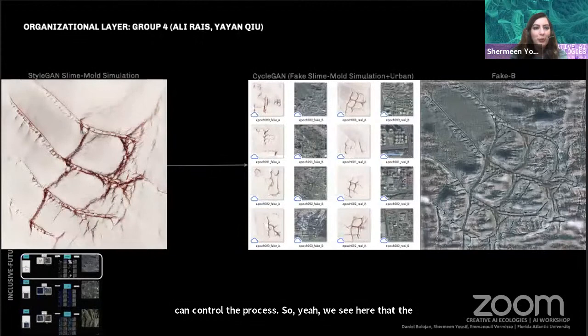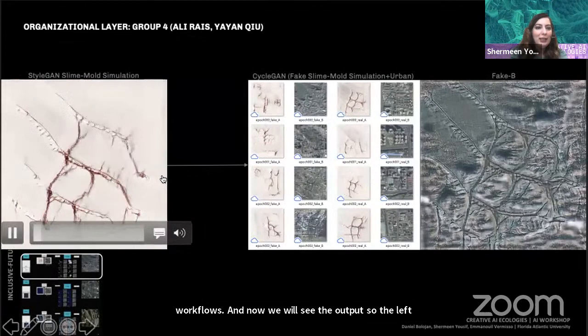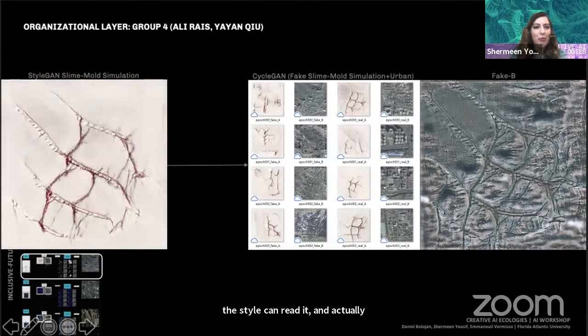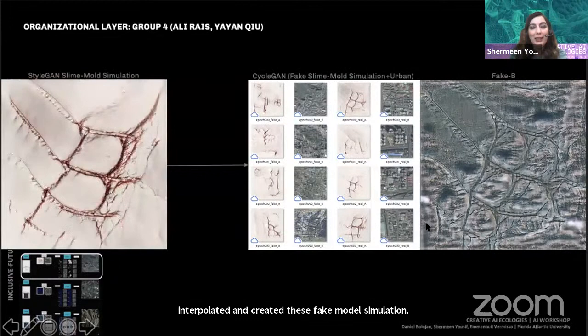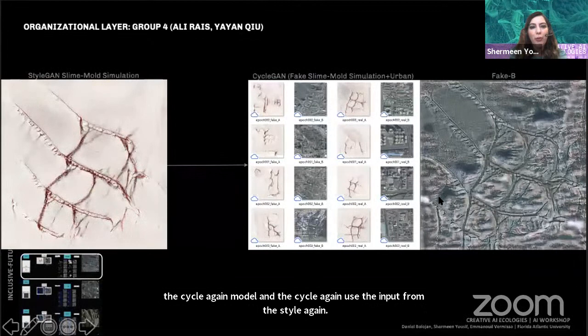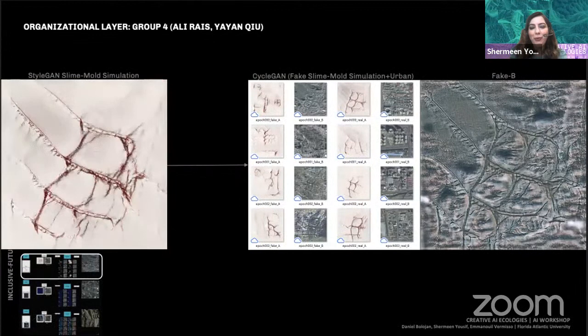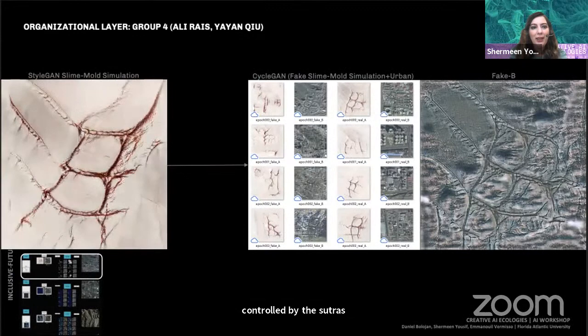So the left side is a StyleGAN, a slime mold simulation that became a dataset for the StyleGAN model, and then the StyleGAN bred and actually interpolated and created these fake mold simulations. Now on the right side, it's the CycleGAN model, and the CycleGAN used the input from the StyleGAN and combined it with another domain, which is an urban domain. And you can see the fake images are new urban formations or urban design and morphology that is informed and controlled by the structure and semantics of the slime mold simulation.